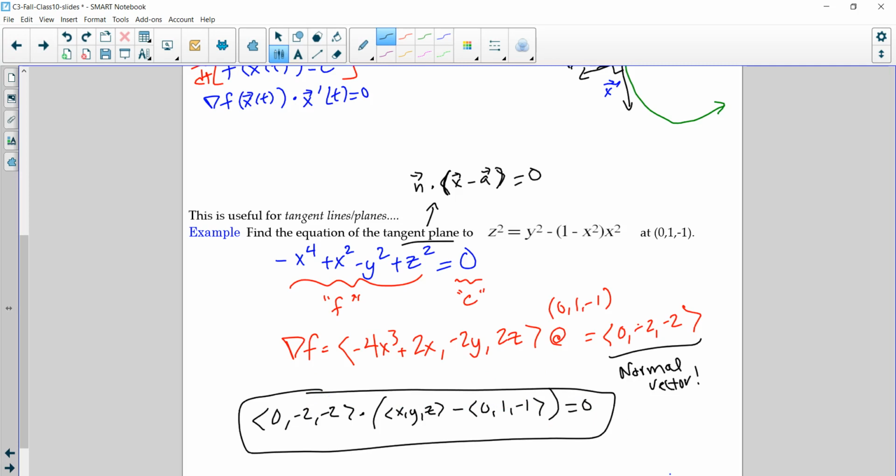Okay? And so that's just a nice, useful property of how the directional derivative and the gradient and all that stuff is going to help us find equations of tangent planes.